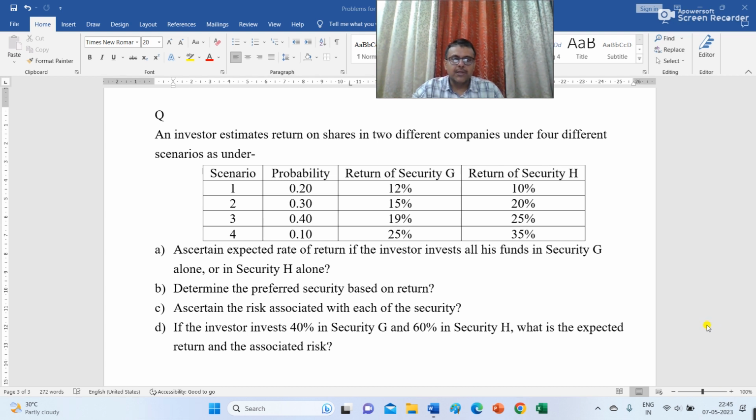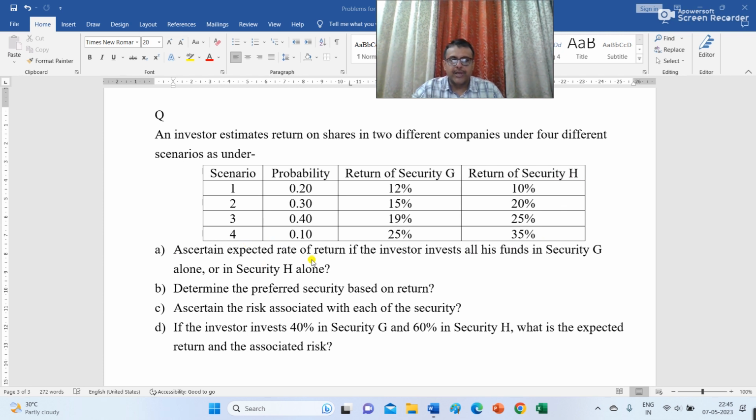So we have scenario 1, 2, 3, and 4 and probability 0.2, 0.3, 0.4 and 0.1. Return of security G is 12% in scenario 1, 15% in scenario 2, 19 and 25% in scenario 3 and 4. And the return of security H is 10%, 20%, 25% and 30% under four different scenarios.